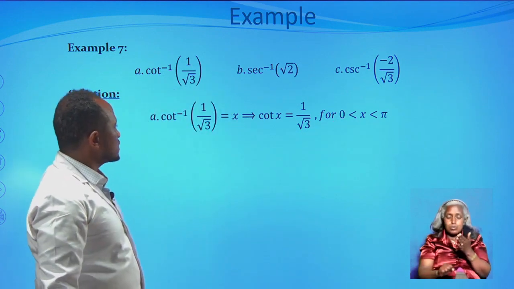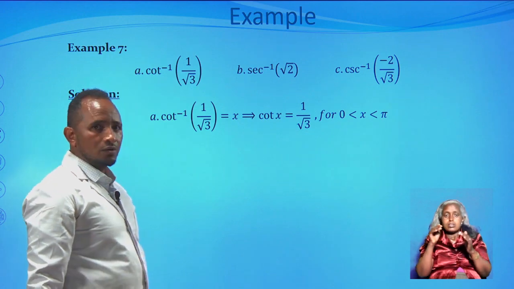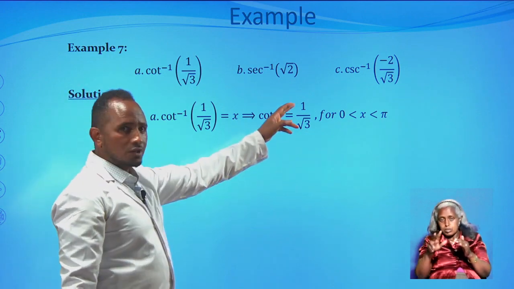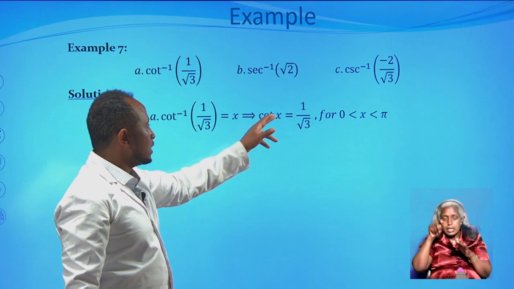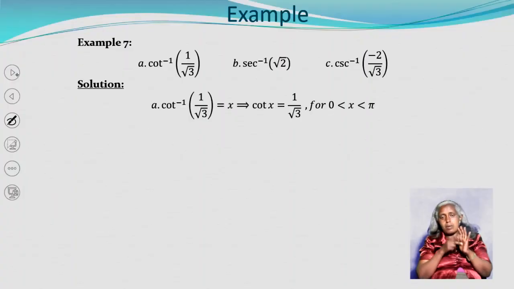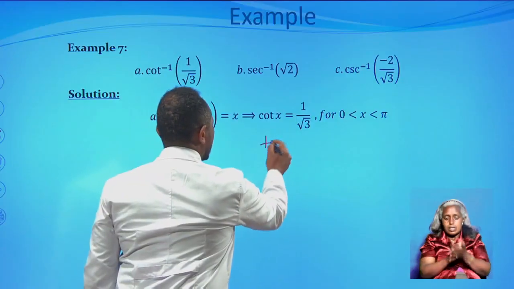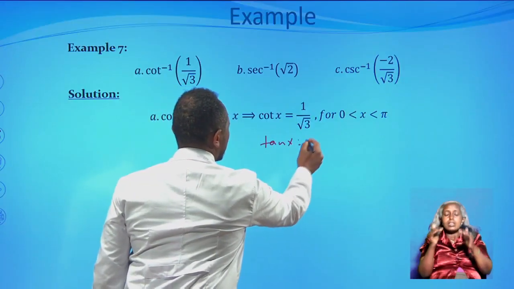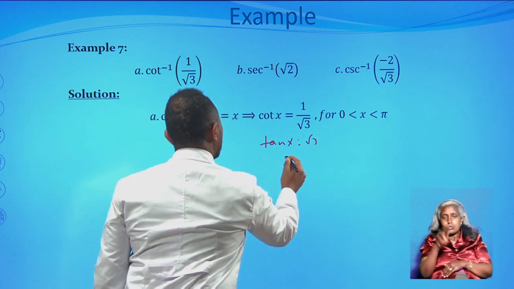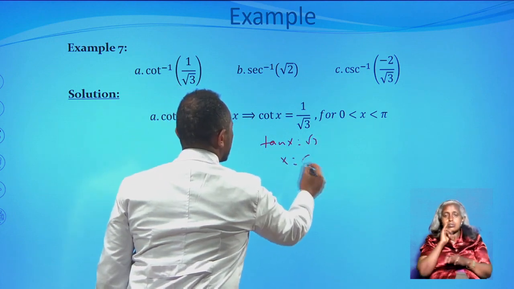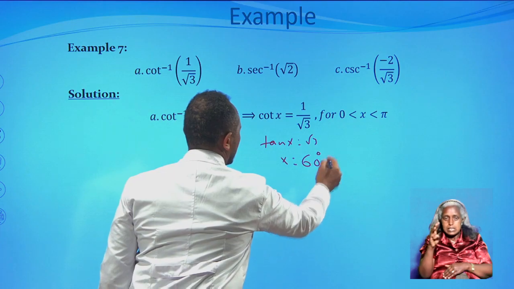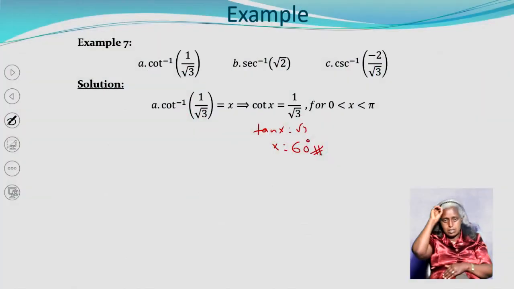So cot x is 1 over root 3, meaning tan x is root 3. You take the reciprocal: cot x becomes tan x, and you take the reciprocal of this one. So from this you get that tan x is equal to root 3. So this gives you x to be 60 degrees. Please try the rest on your own.